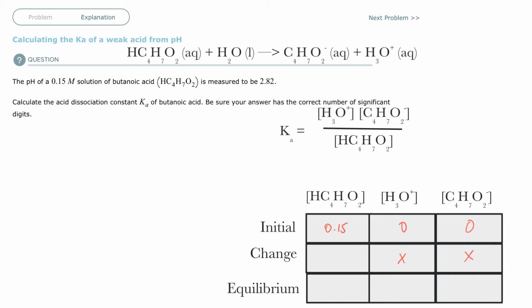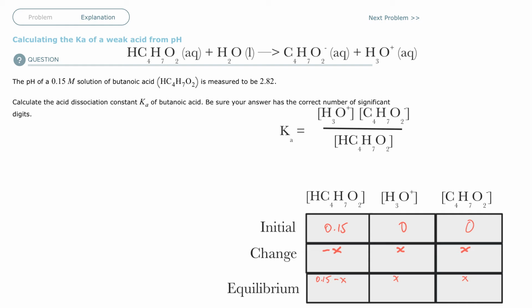And if this on the right is X, and this is a 1-to-1 relationship over here as well, so it's going to be 1X, but it's negative. It's on the other side of the arrow. So this is going to be minus X. Right? So this then will be total. All you're going to do is add this together. You're going to get 0.15 minus X. You'll have X, and you'll have X.